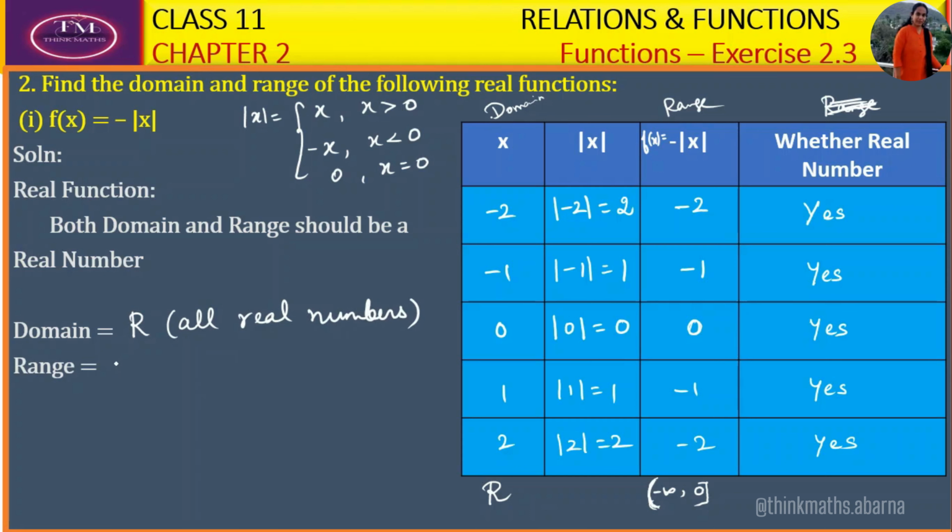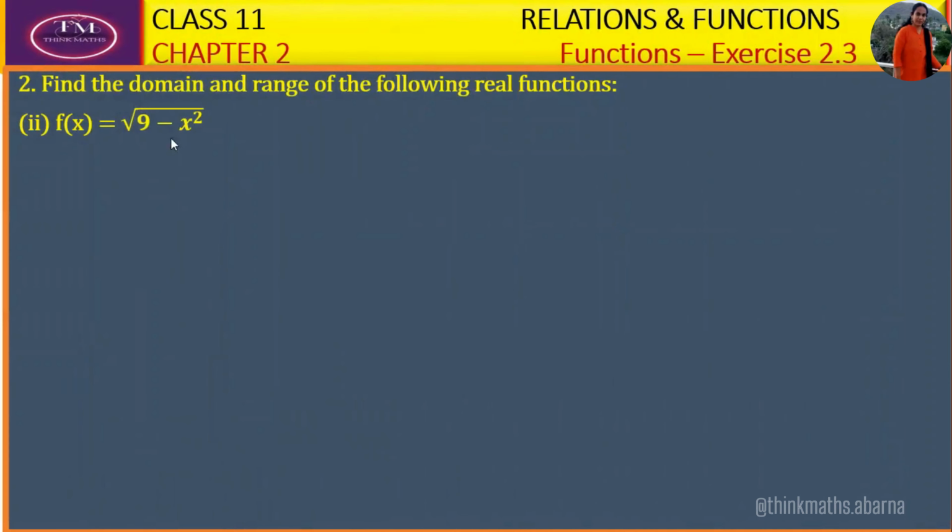What is range? Range takes the values from minus infinity to 0. 0 is included, so we should put a square bracket near 0. So these are the domain and range for this function. Clear? So shall we move to the second part, the second question? It is on the next page.